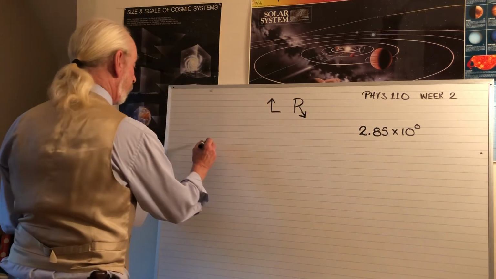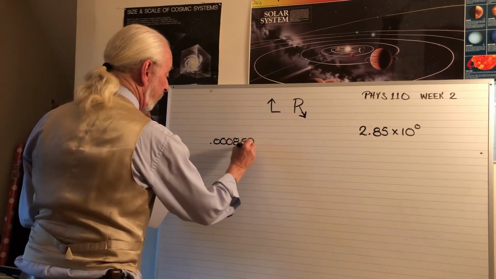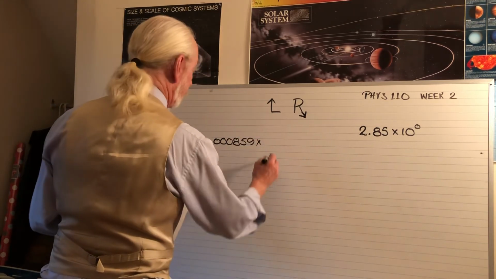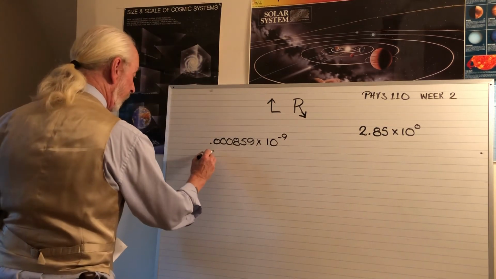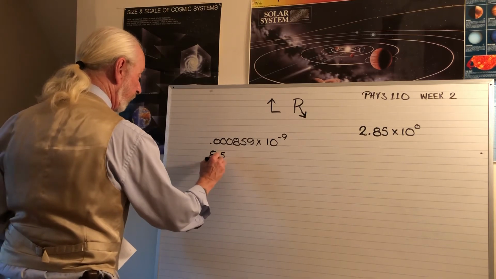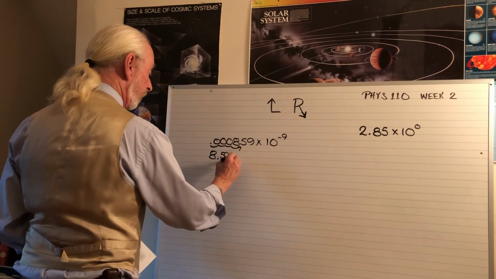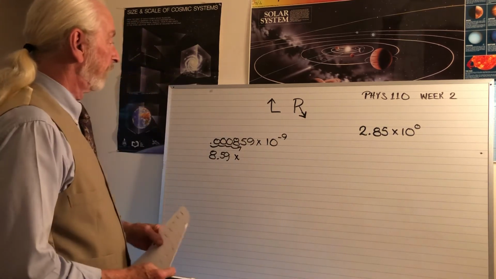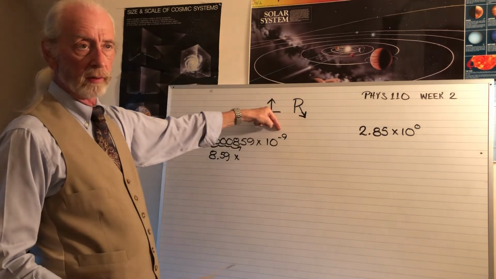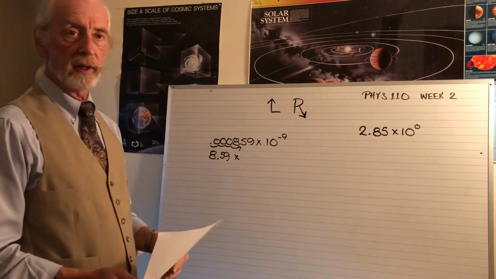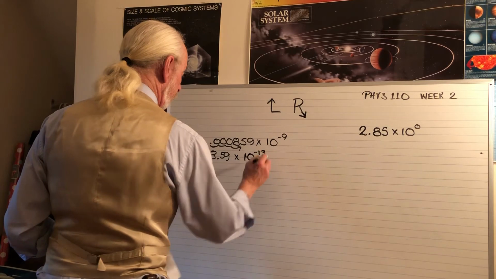.000859 times 10 to the negative 9. Okay, so we want the coefficient to read 8.59. To do that, I went 1, 2, 3, 4 to the right. So if we go to the right, that means the exponent's going to go down. Again, think of a thermometer. It's 9 below 0. It's going to go down another 4 degrees. So now we got 10 to the negative 13.